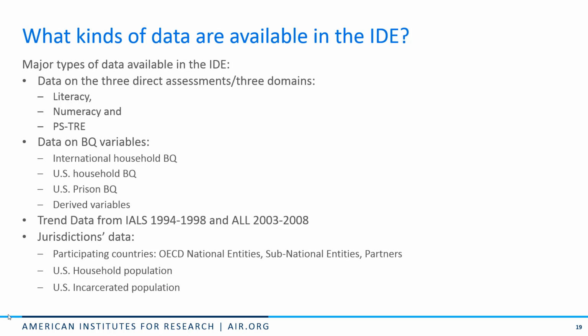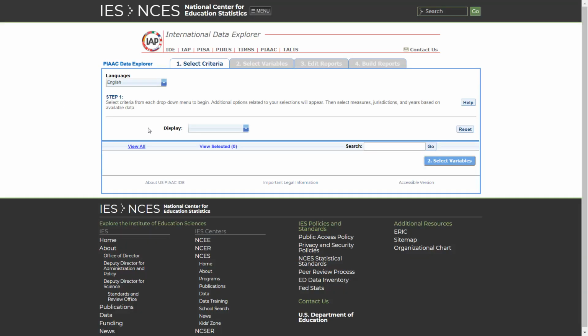In order to be able to effectively use the US PIAAC IDE, you will need to know how the content and data we talked about are organized. So let's now go to the NCES IDE site. The PIAAC sample or target population is organized in 3 groups under the display link. These displays or populations of interest are adults ages 16 to 65, young adults ages 16 to 34, and US adults residing in household and prison ages 16 to 74.